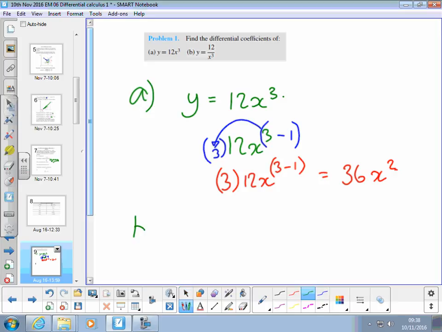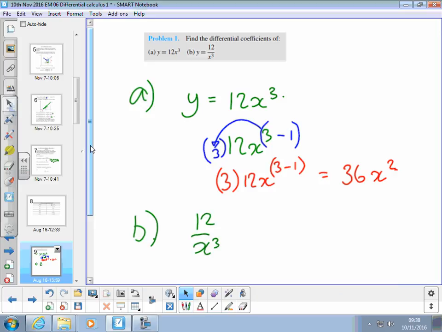Right. B. What have we got? 12 over x cubed. What do you think we need to do with that one before we can differentiate? Another way of writing that would be 12 times 1 over x cubed. Yeah, now what can we do to it? We need to get rid of the fraction before we can differentiate this. So what do we need to do?